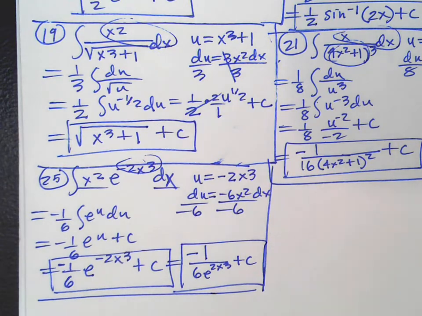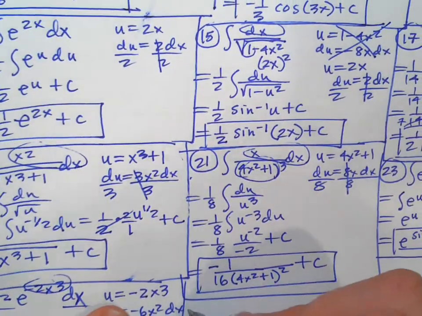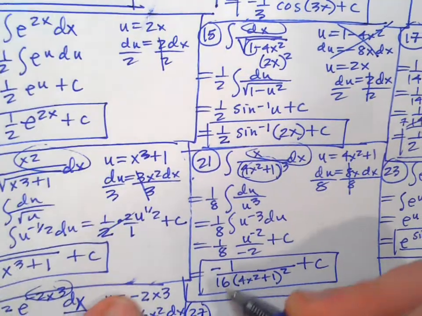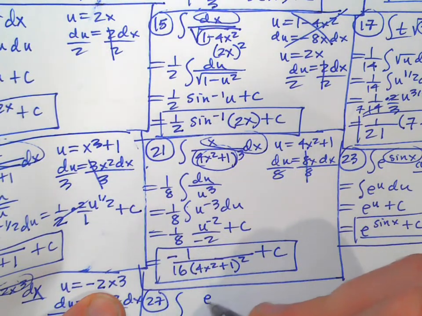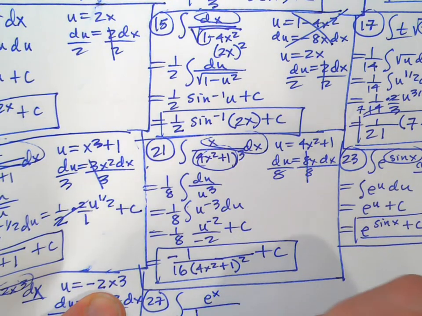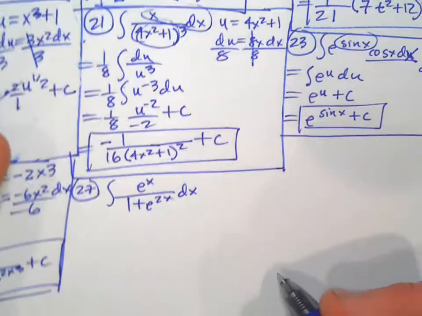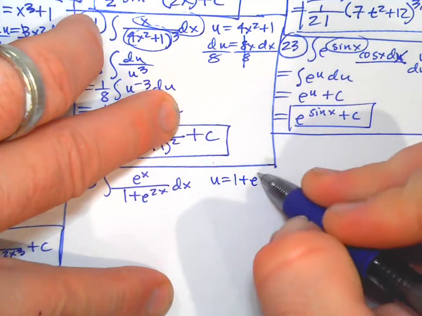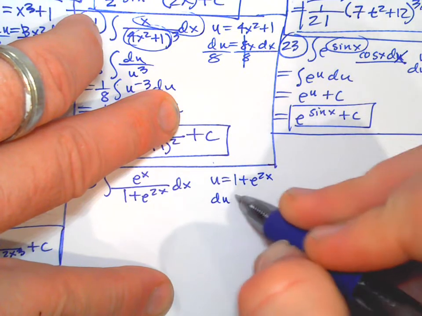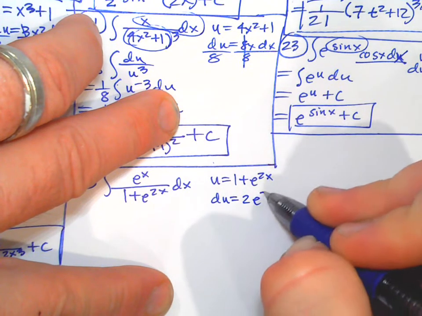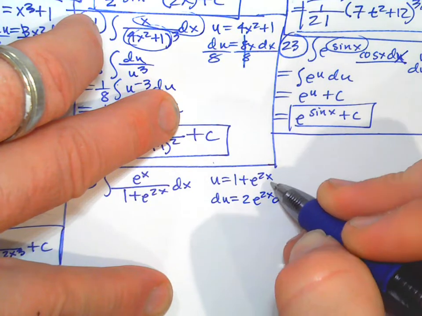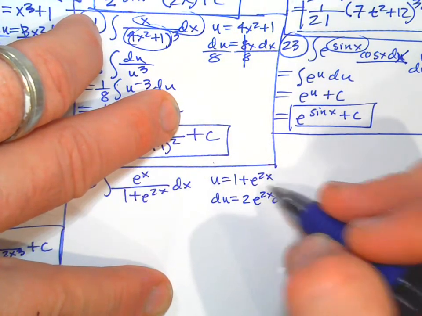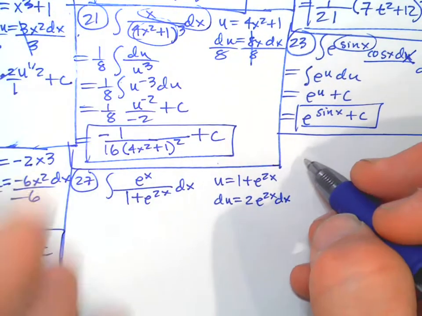A few more. Okay, 27 is e to the x over 1 plus e to the 2x dx. So we could always try what's in the denominator, the whole thing. Sometimes that works out great. du equals 2e to the 2x dx. So chain rule says take the derivative of e to the 2x, get e to the 2x, and then multiply by the derivative of what's inside.